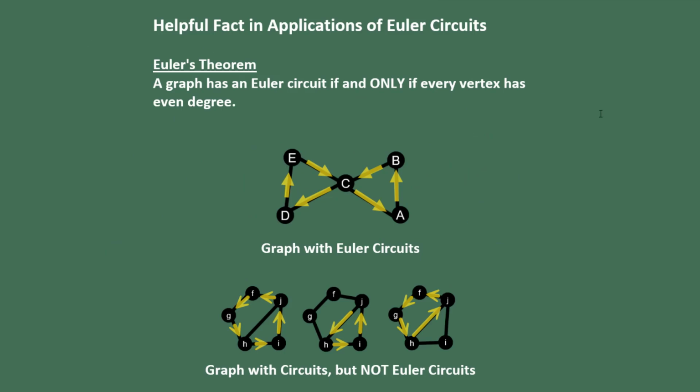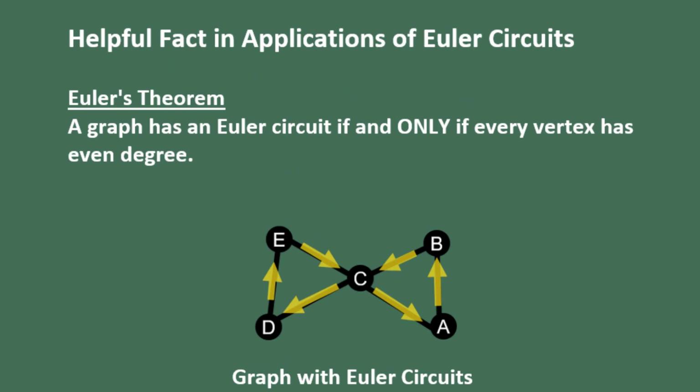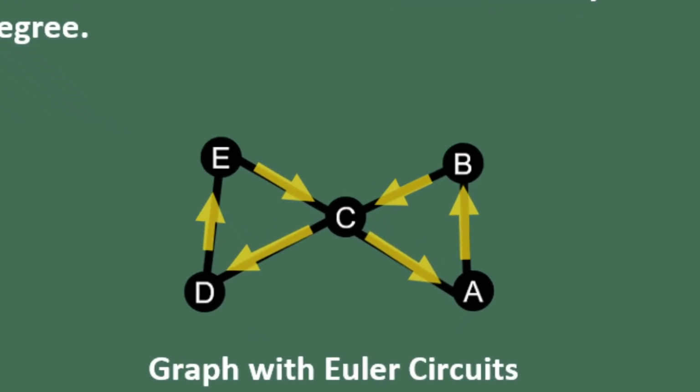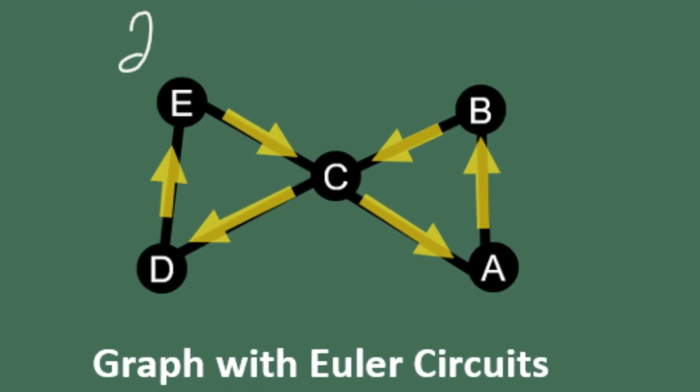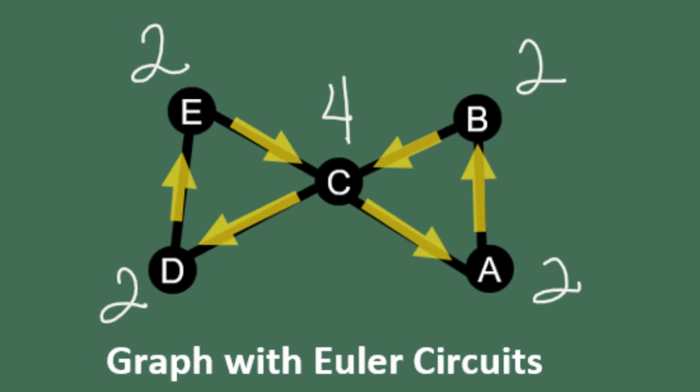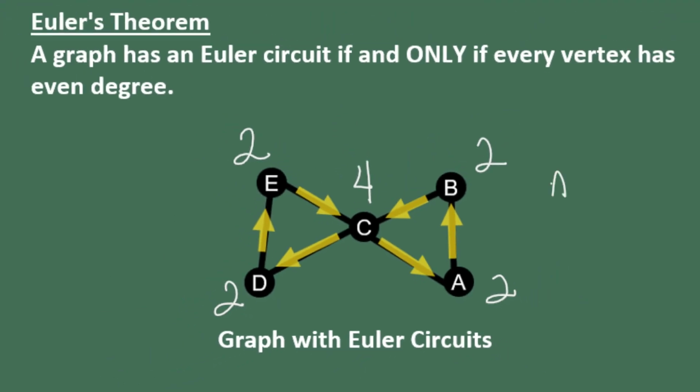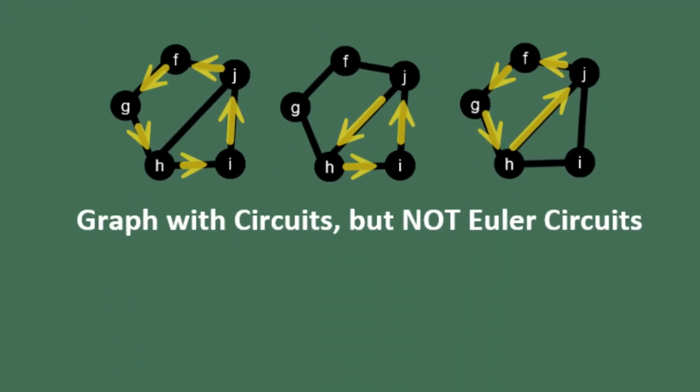Here are some helpful facts in applications of Euler circuits. First of all, Euler's theorem. A graph has an Euler circuit if and only if every vertex has even degree. Here's that graph that we found an Euler circuit for. Vertex E has degree 2 because two edges meet at E. Vertex D also has degree 2. Vertex C has degree 4. Vertex B has degree 2 and vertex A has degree 2. So all even degrees. However, this graph has lots of circuits, but not Euler circuits.